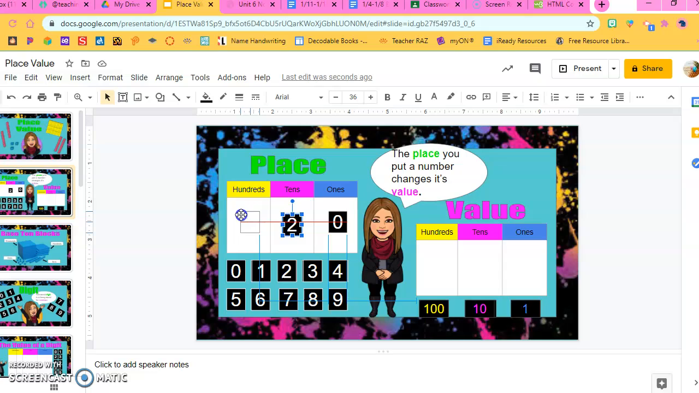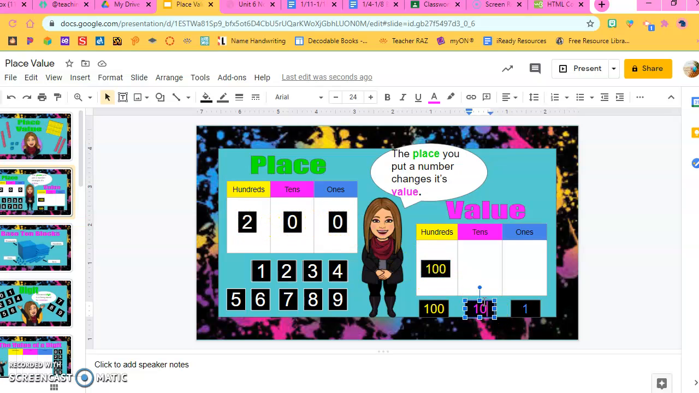If I put this 2 over here in this 100 spot, I still have 0 in my 1 spot. How many do I have in my tens? I have 0, right? So if I put the 2 in the 100 spot, that's really saying that I have 200 pencils. And changing its value just means that if it is in the hundreds, it is a value of 100. So if I have my 2, that would be 200.